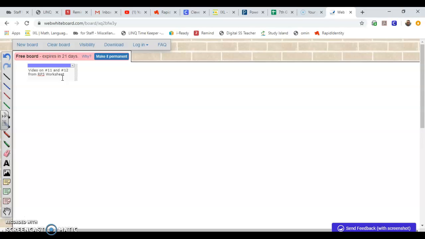It is from your worksheet from last week, RP3. That's the standard that we're working on, and we're going to do problems 11 and 12. So let's start with number 11.